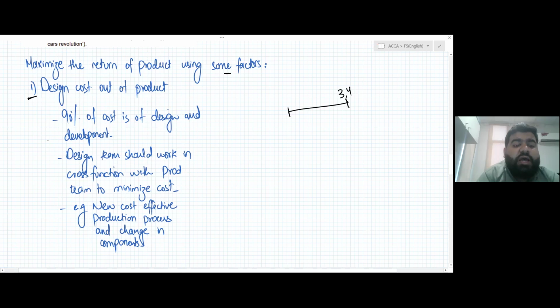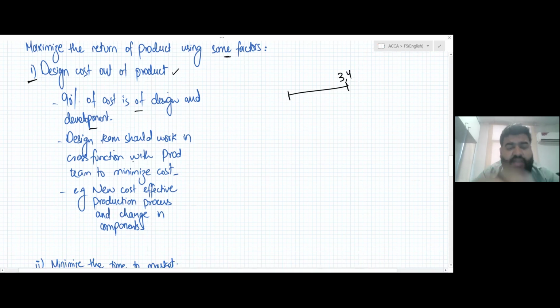The first factor that is written is design cost out of the product. See, 90% of cost is determined by design and development. Obviously, at the starting phase, you have to incur a lot of cost on design and development, so a large proportion is of the design. If you are at this phase of design, you are incurring a design cost. So what you have to do is integrate the design team with the production team.